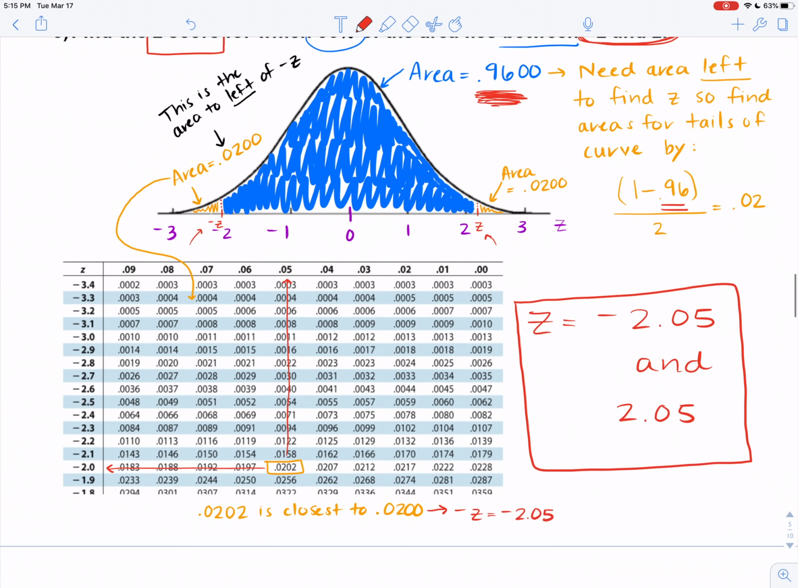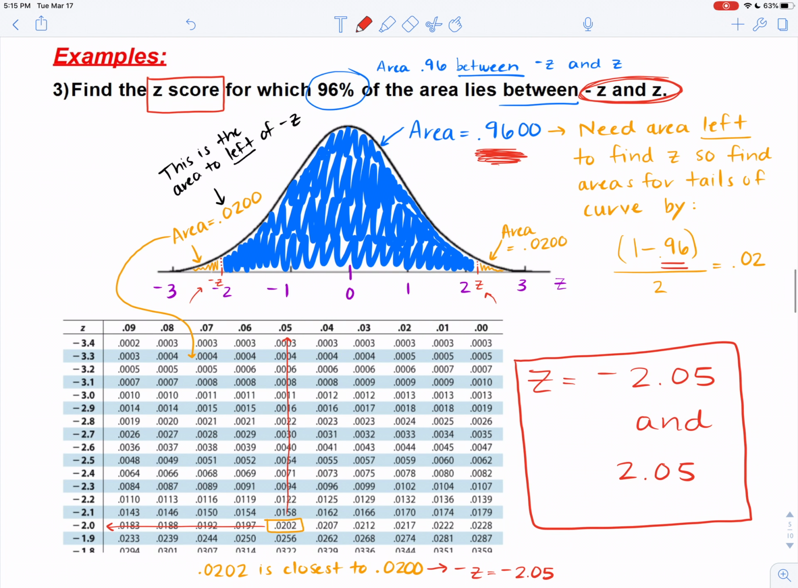Now again, when you're doing in between, once you find the negative z-score, then all you have to do is change the sign to find the other. It'll always be a situation of negative z and positive z. So my two z-scores with 96% in between are negative 2.05 and positive 2.05.